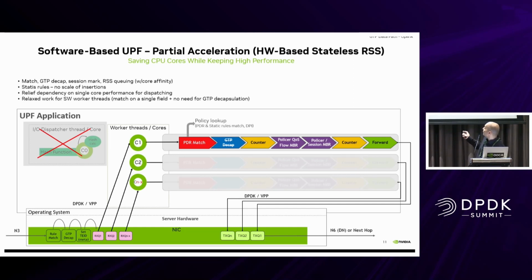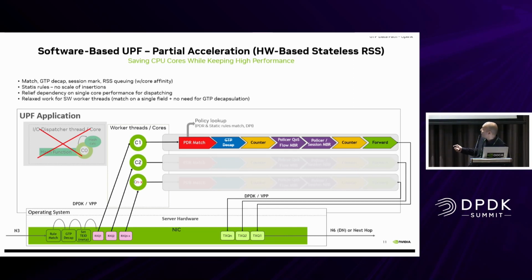So the rest of the work here is the same except for two things. One of them is that GTP is eliminated. The other is that the match is much more relaxed. Instead of doing a 5-tuple match, you can do a match on the TEID, which reduces a lot of CPU power. And we also reduced the use of the core here. Actually 2 cores, one for the uplink and the other for the downlink. And we also removed the reliance on single core performance.